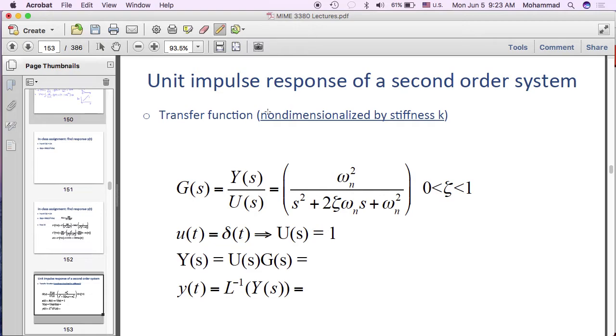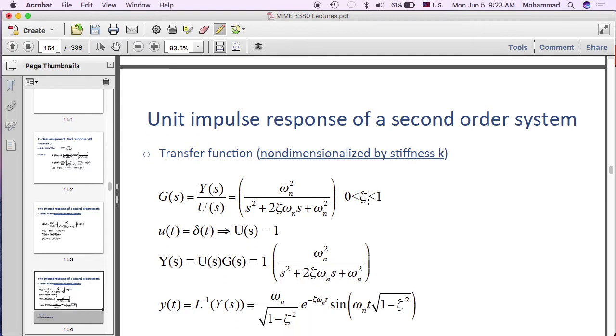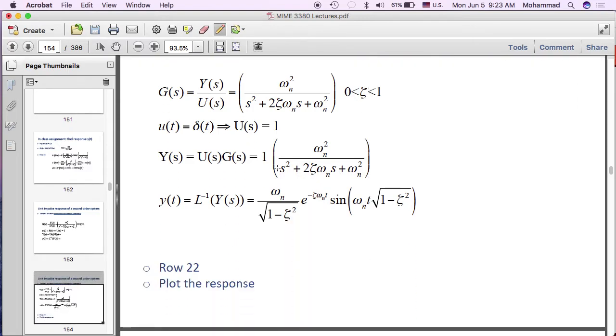Essentially, we need to find the inverse Laplace of the transfer function. Whenever you're dealing with impulse type response, because u of s is always going to stay at 1, it is equivalent to finding the inverse Laplace of the transfer function itself. So if you look at the table, the inverse Laplace of this function has been found. What you find as the function is this. This is from row 22 of the table that I gave you.